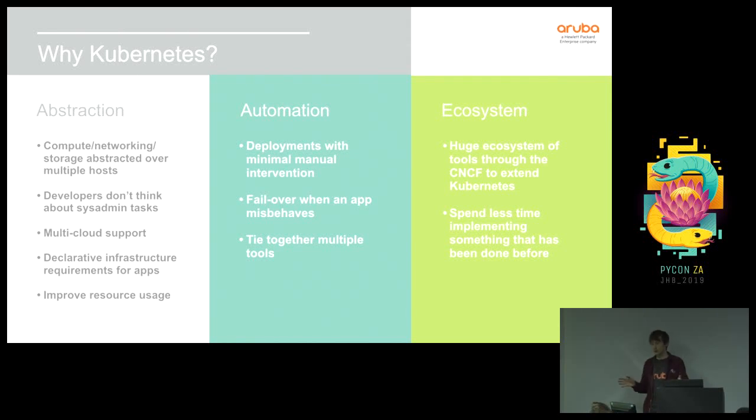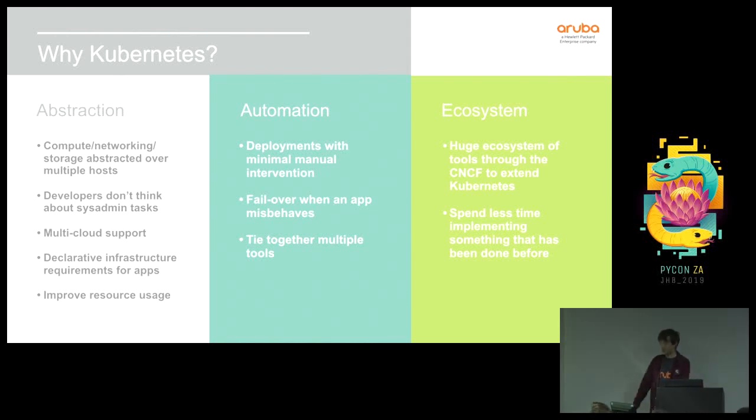Because you treat all your hosts as this pool of resources, you can potentially use these resources more efficiently. Instead of having a dedicated host that runs one thing, you instead let Kubernetes best run your application where it makes sense within your infrastructure.